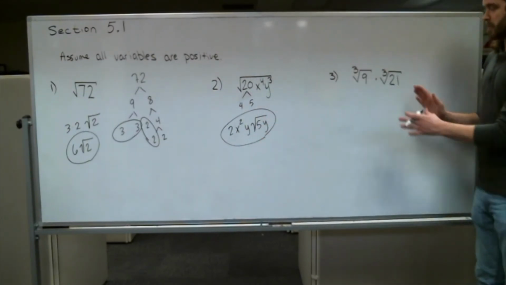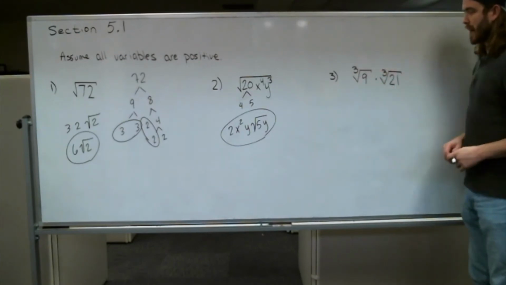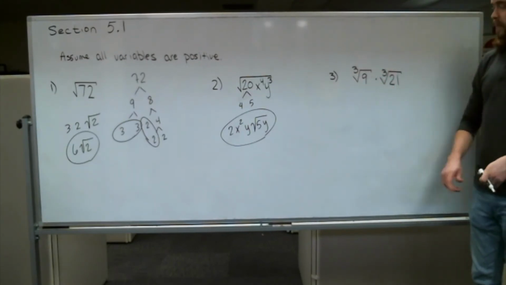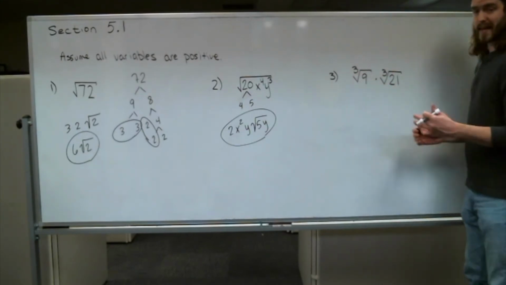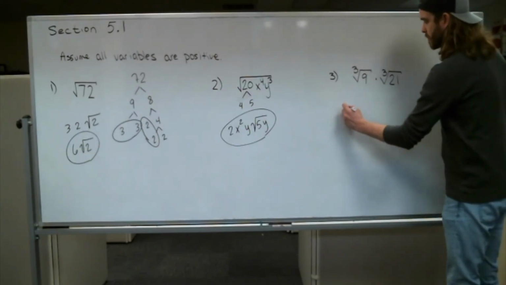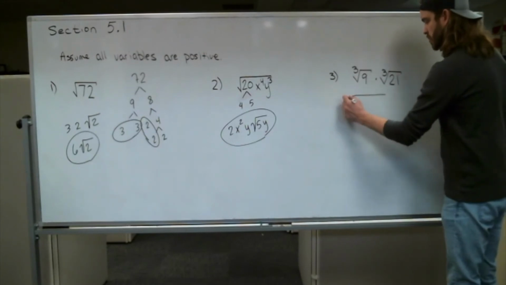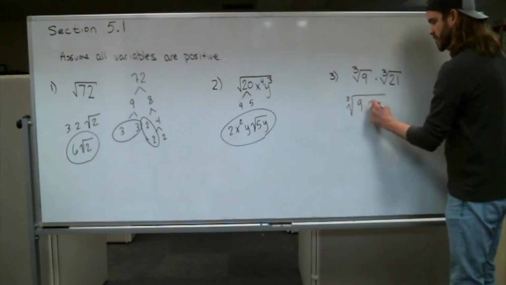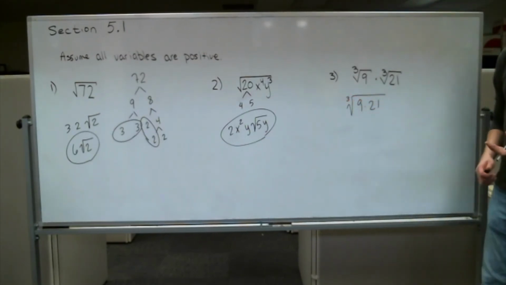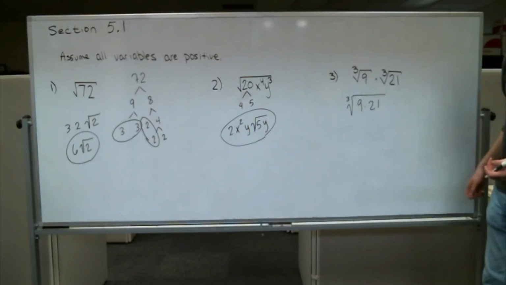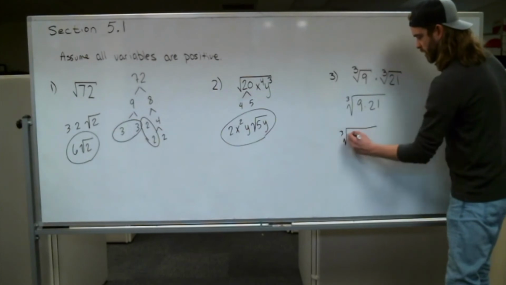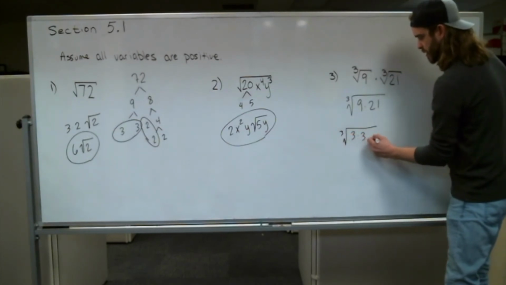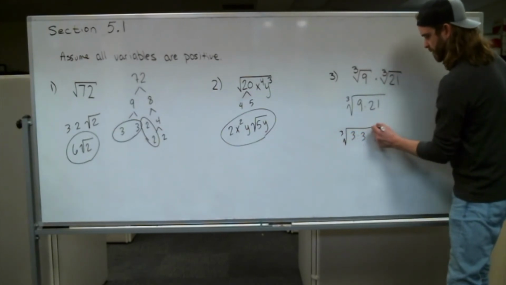For our last example, we have 2 radicals that are being multiplied by one another. Now since they do have the same index, an index of 3, we can multiply what's inside together. So we're going to call this the cube root of 9 times 21. Now we're going to factor these down as much as we can. So we're going to do the cube root of 3 times 3 times 3 times 7.